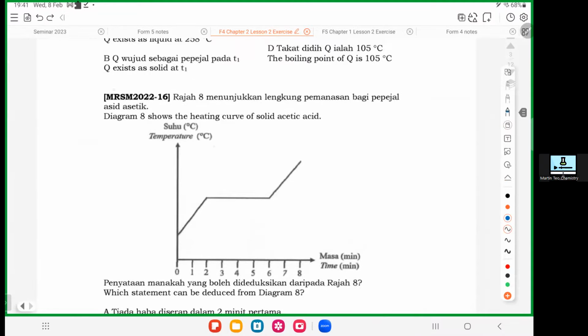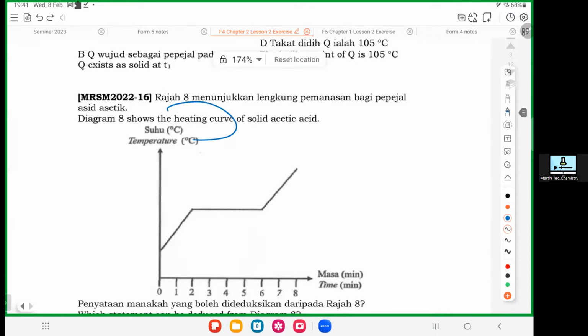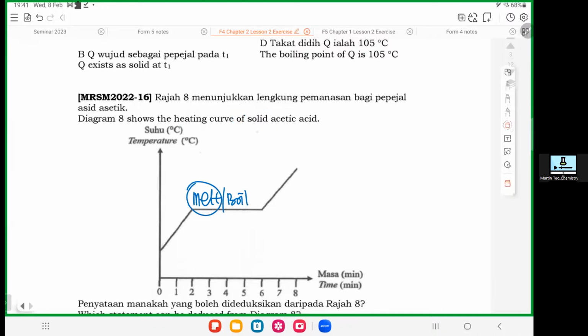Okay, this is an MRSM state paper. You are given a heating curve with only one staircase, so we have to be careful. Maybe it's melting, maybe it's boiling. They tell you this is the heating curve for a solid. When you heat a solid, melting takes place. So this is melting.